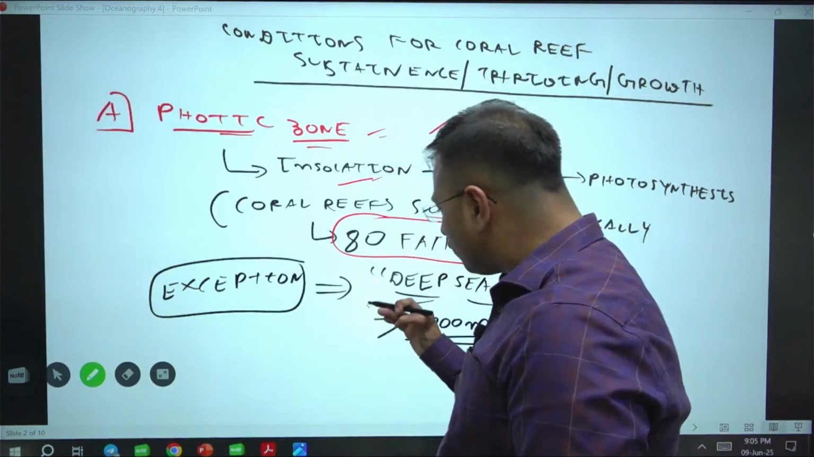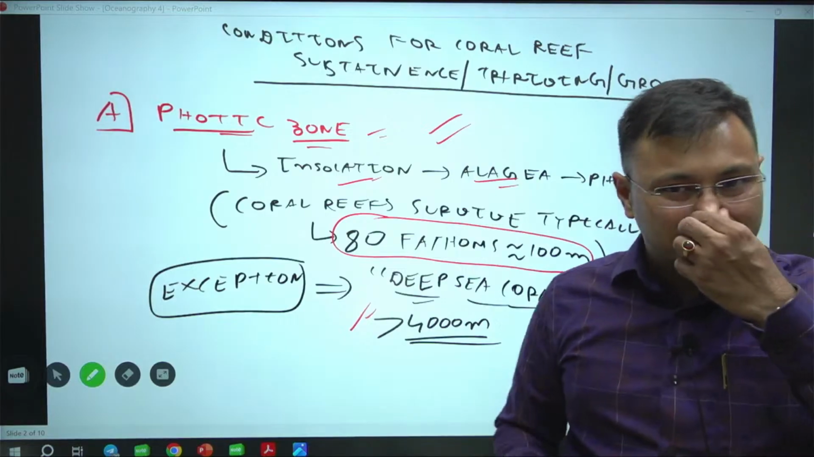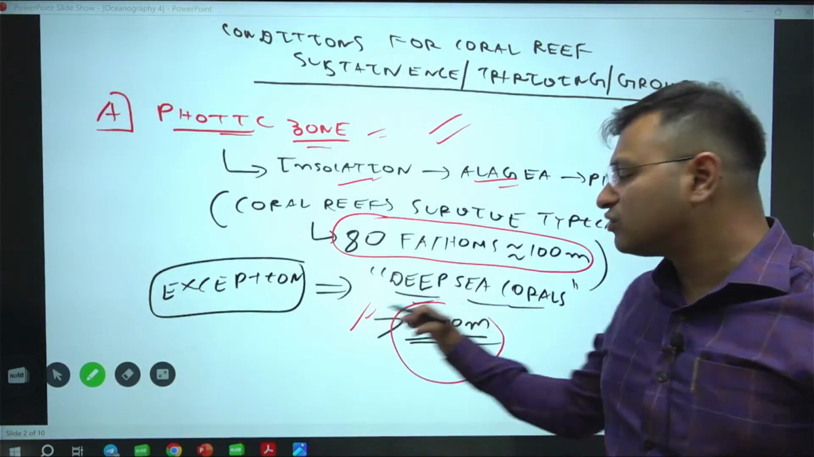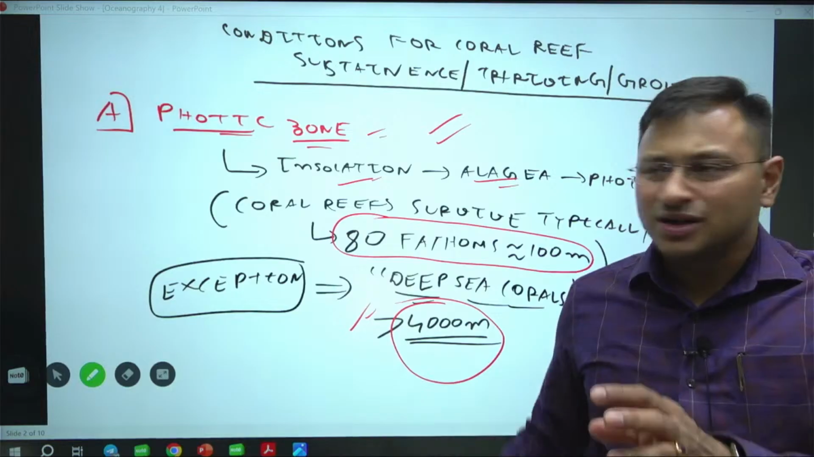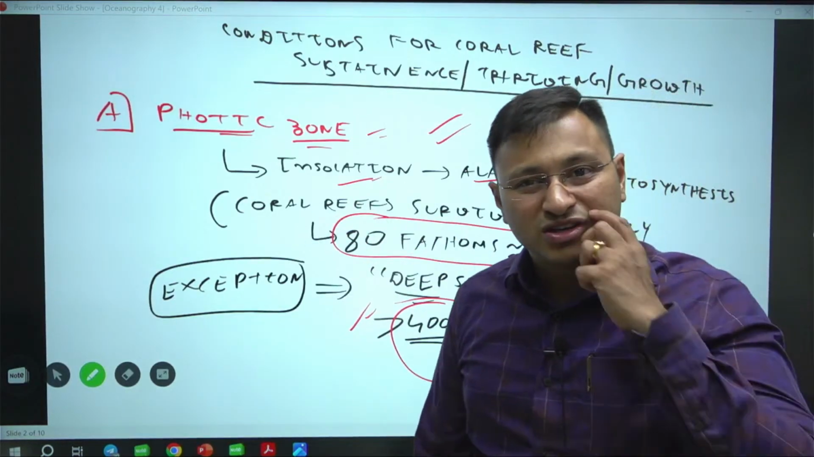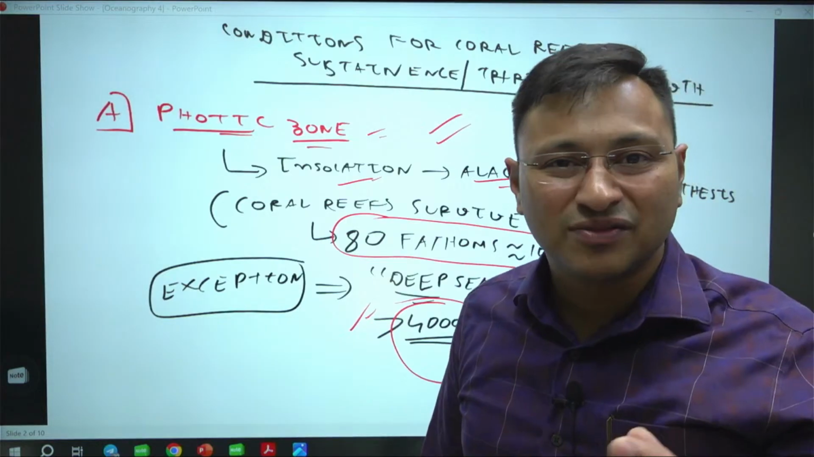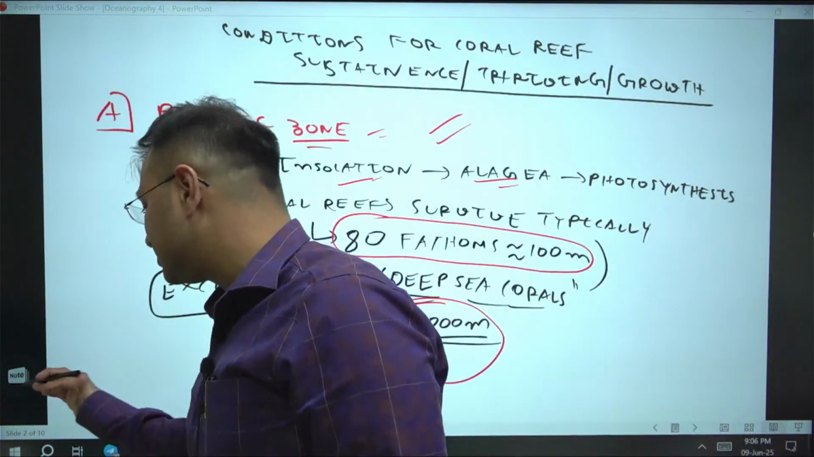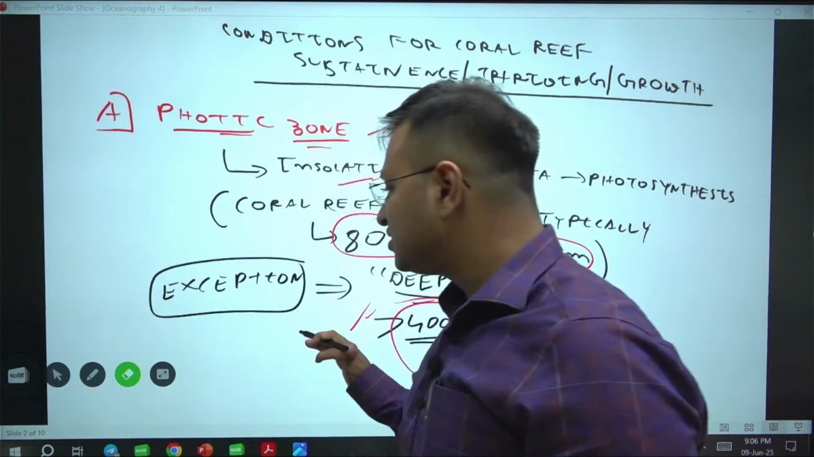In the world, you do find deep sea corals, which are basically an exception, found at more than 4,000 meters in depth. So they don't source the nutrients from sunlight. They actually source the nutrients from the deep sea currents, which are referred to as thermohaline currents. So this is the very first condition which is necessary.